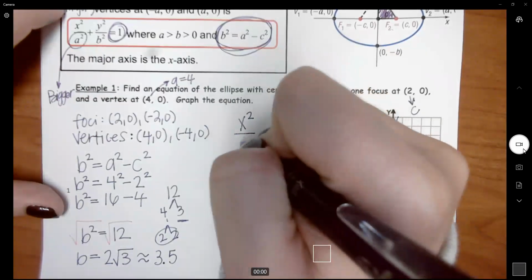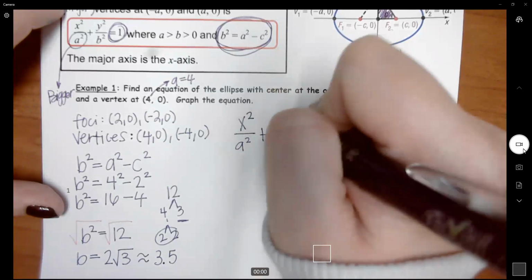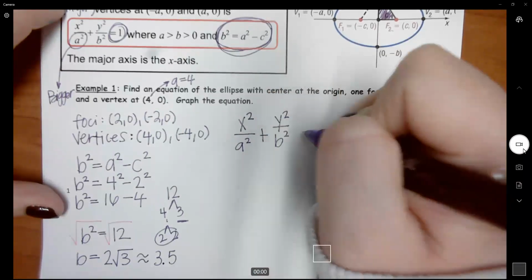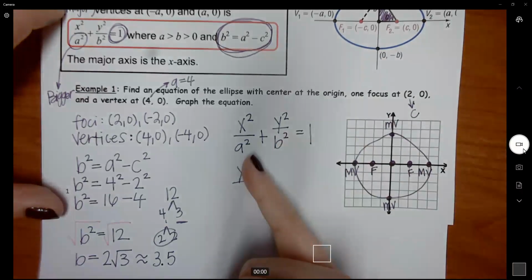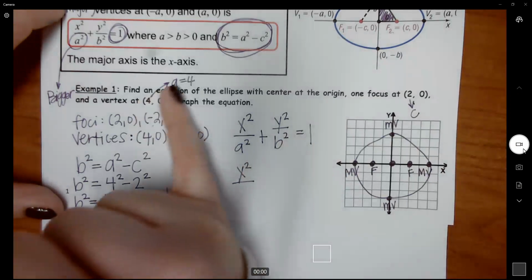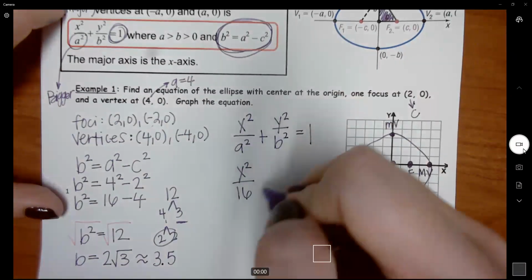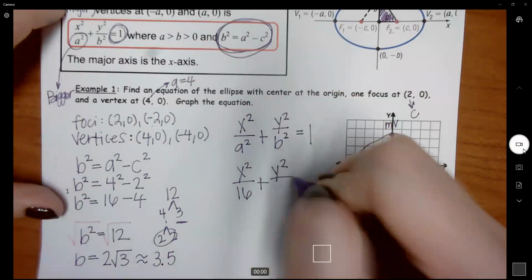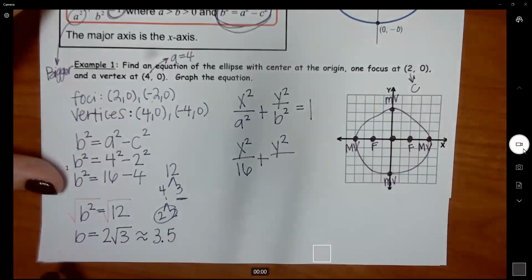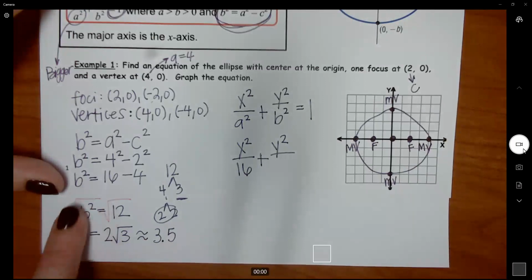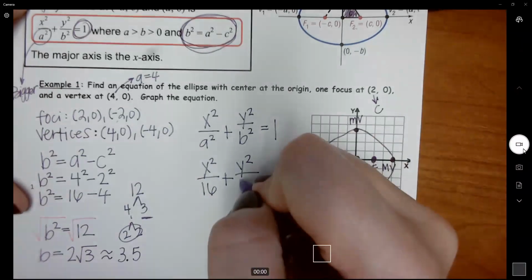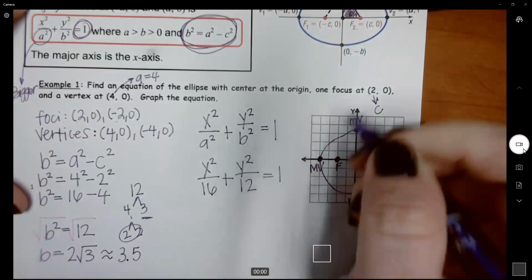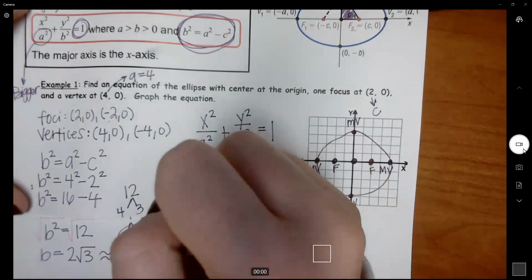So I'm just going to rewrite what my formula is real quick, and then plug in. We'll have x squared over a squared. My a is 4, 4 squared, 16, plus y squared over b squared. I have found what b squared was. B squared was 12. And then equals 1. So here is my equation.